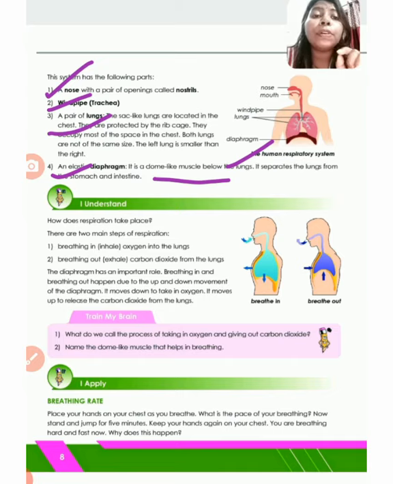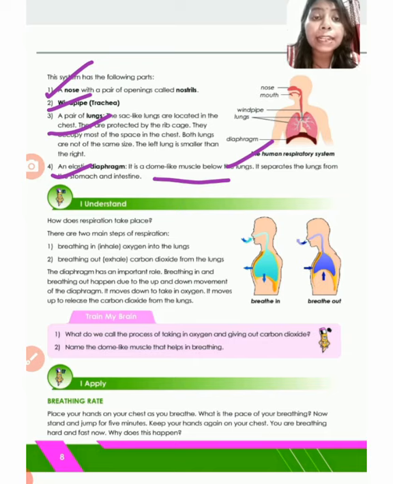Understood? So our respiratory system consists of these organs. The first is the nostrils. The air enters through these nostrils. After this, we have the nasal hairs. The nasal hairs moisten the air, and then it helps the air to reach the windpipe, that is called your trachea. Through this windpipe, it reaches the lungs.